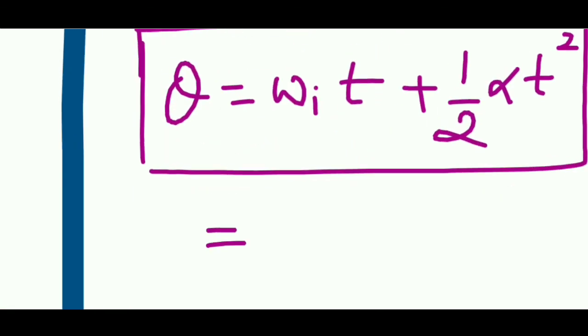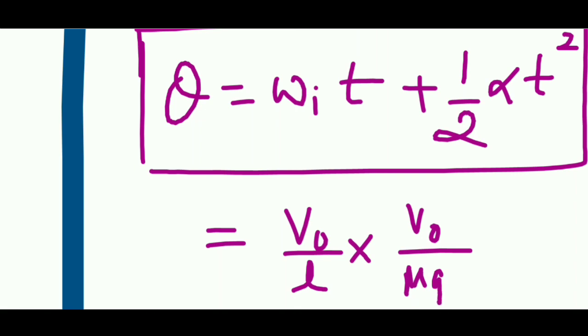So what will be initial omega? Initially the speed is v naught, so omega will be v naught by L, multiplied by the time taken for this whole motion. That was v naught by mu g. Then what will be alpha? Alpha will be a tangential divided by r.